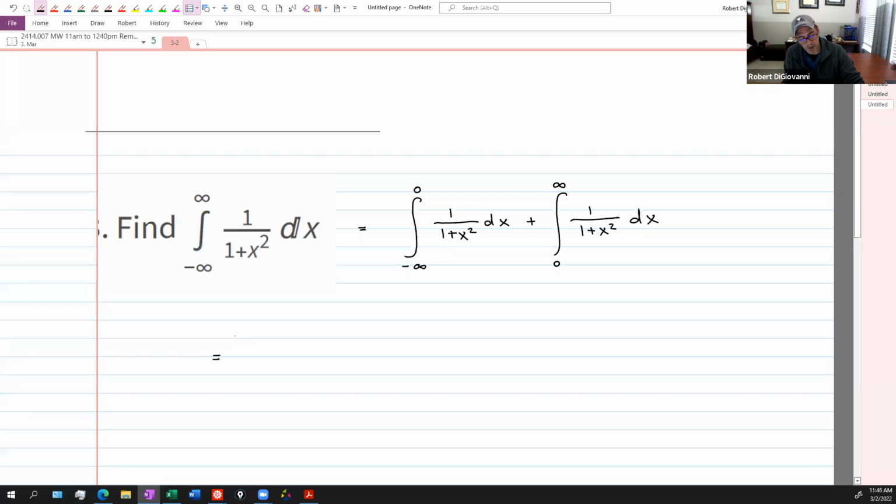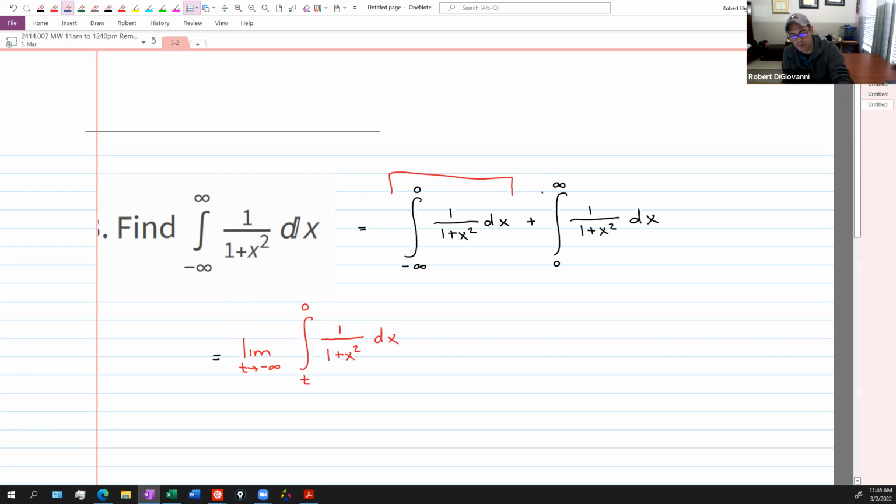Well, the first one, this first one here, I have to set up a limit for. I need t to go to negative infinity, and I want to do the integral from t to 0 of 1 over 1 plus x squared dx.